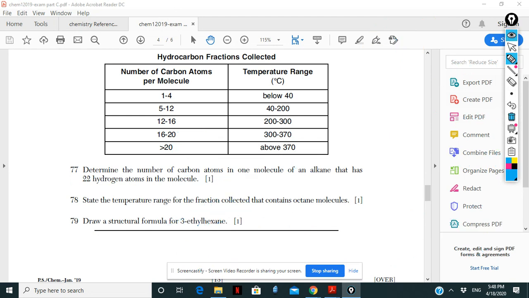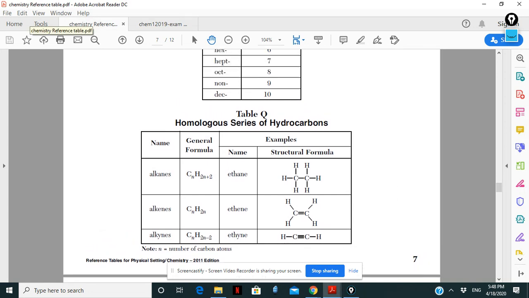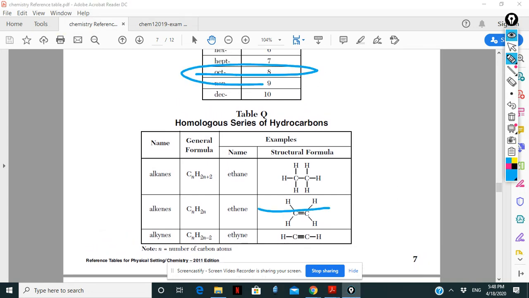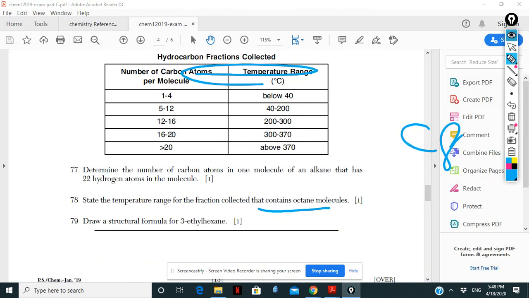Now, state the temperature range for the fraction collected that has octane. So now we have the term octane. If you don't know what octane is, I go to the reference sheet. Octane means 8 carbons, so I have C8. Now which one has carbon 8 here? So the temperature should be between 40 to 200.